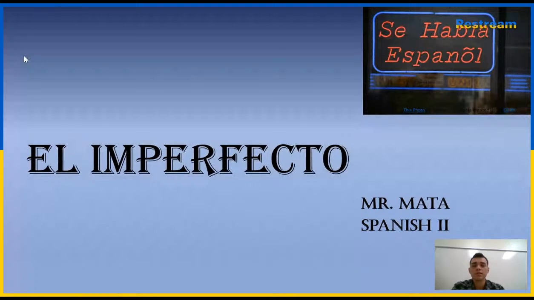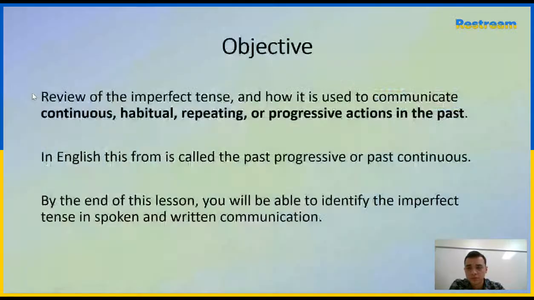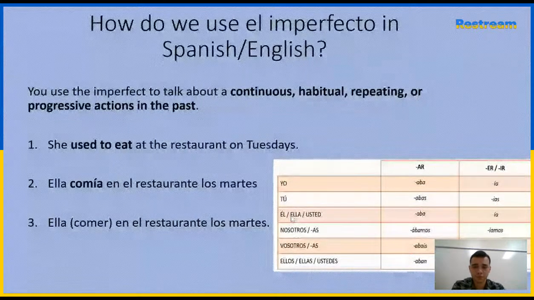Rafa, and this class is Spanish 2, and the topic for today is el imperfecto. Our objective for today will be to review the imperfect tense and how we use it to communicate continuous, habitual, repeating, or progressive actions in the past. In English, this form is called the past progressive or past continuous. So, by the end of this lesson, you will be able to identify the imperfect tense in spoken and written communication. So, how do we use el imperfecto in Spanish?